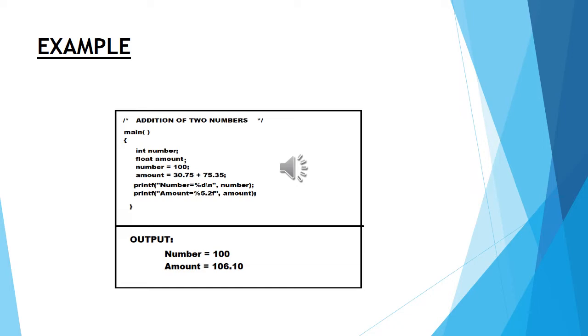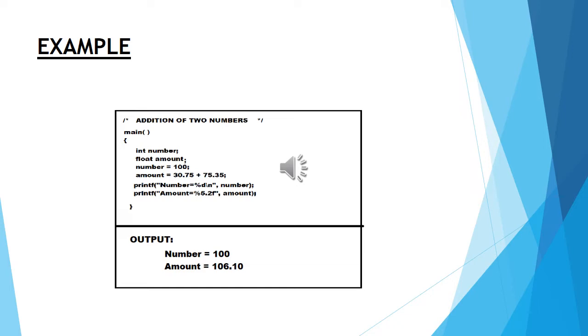This is an example of the addition of two numbers, showing how to write a C program. Here main is the name of a function. The opening brace is where you have to write the program, and the closing brace ends the program.